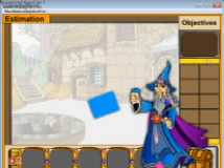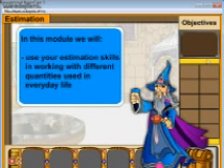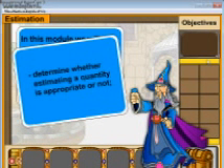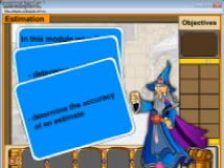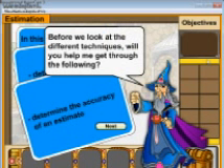So the first objective is, in this module, we will use your estimation skills in working with different quantities used in everyday life. Determine whether estimating a quantity is appropriate or not. Determine the accuracy of an estimate. Before we look at the different techniques, will you help me get through the following? So we're gonna press next.